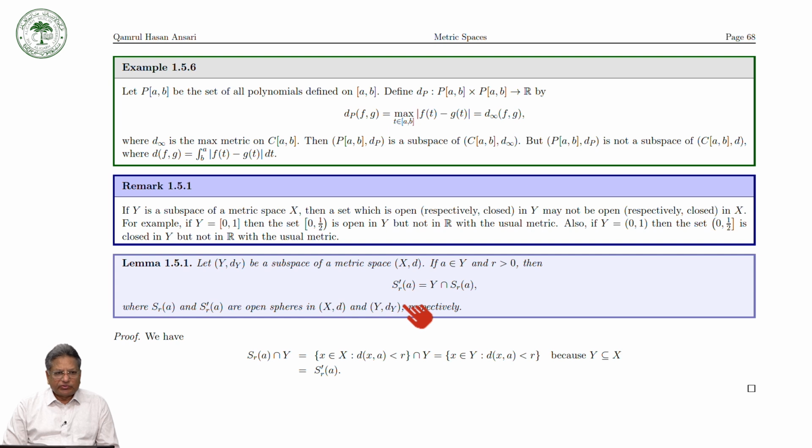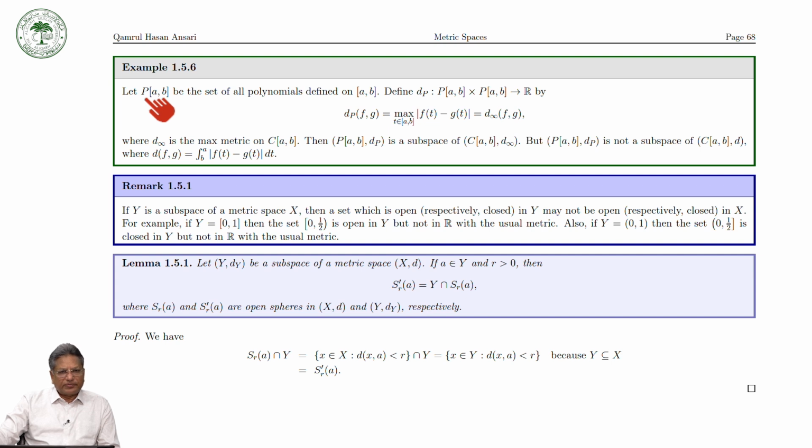Okay. So we are considering the set of all polynomials defined on the closed interval [a, b]. P[a,b], as we have defined earlier, is the set of all polynomials defined on [a, b], and P[a,b] is a metric space with respect to the max metric. Keep in mind, we have defined the max metric in this way, and this is a metric on P[a,b].